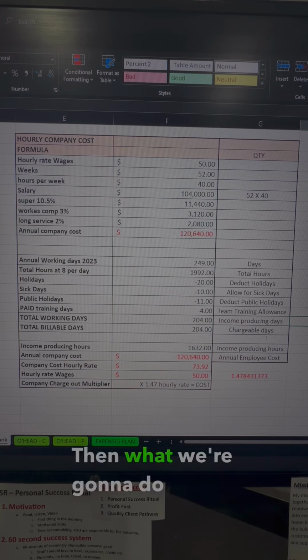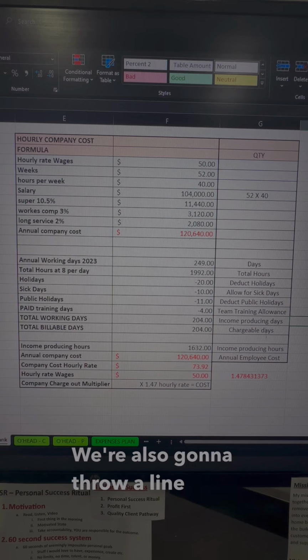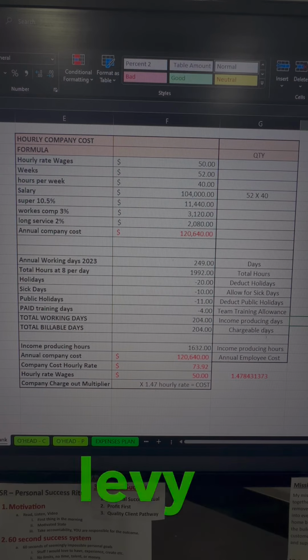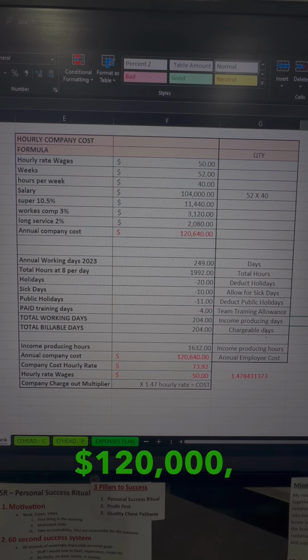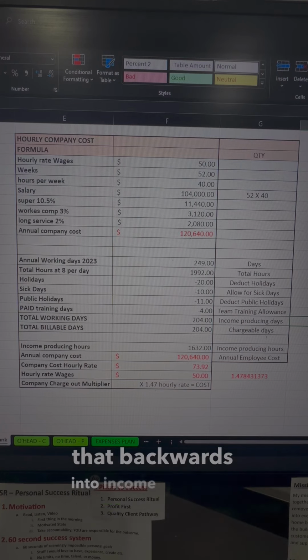Then what we're going to do is look at adding a super allowance. At the moment we've got 10.5% in there, $11,440. We're also going to throw a line item in for a workers' compensation allowance of 3%, so $3,120. And then we're going to put a long service levy of 2% in as well to give us an annual company cost of $120,640.